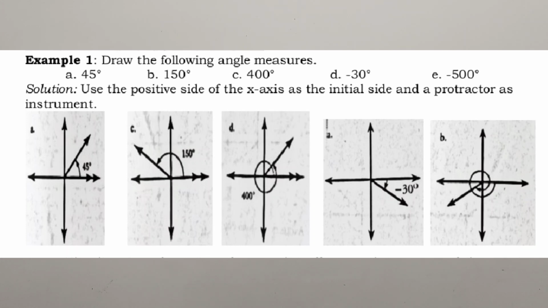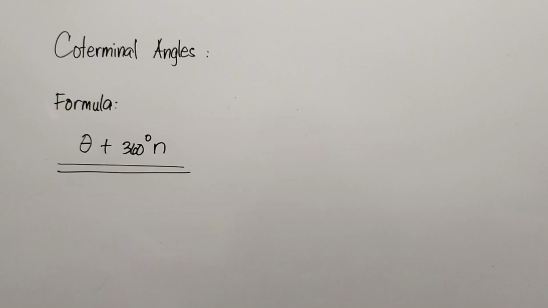Kindly observe again the illustration of our 400 degrees. If you are going to draw the terminal side of 40 degrees, do they have the same terminal side as this 400 degrees? The answer is yes. They are called coterminal angles. Angles coterminal with a given angle theta may be derived using the formula.